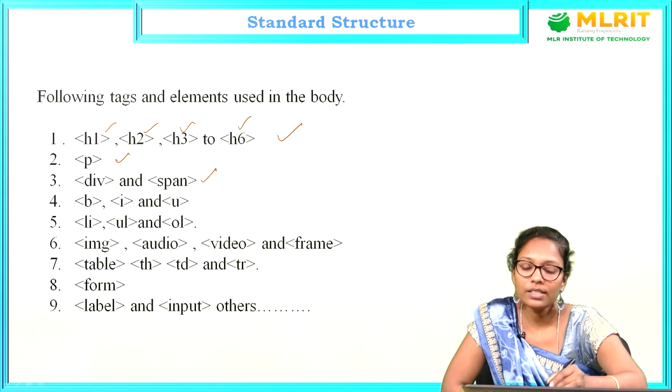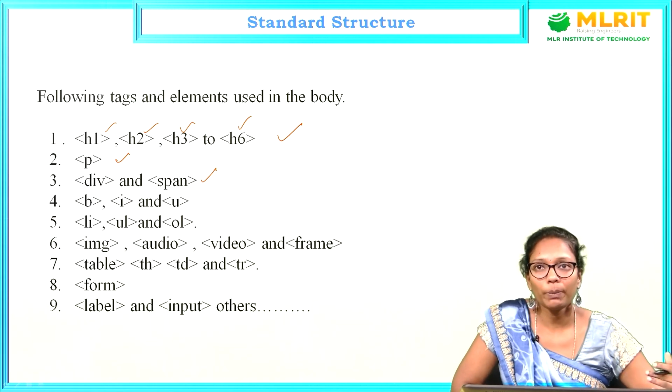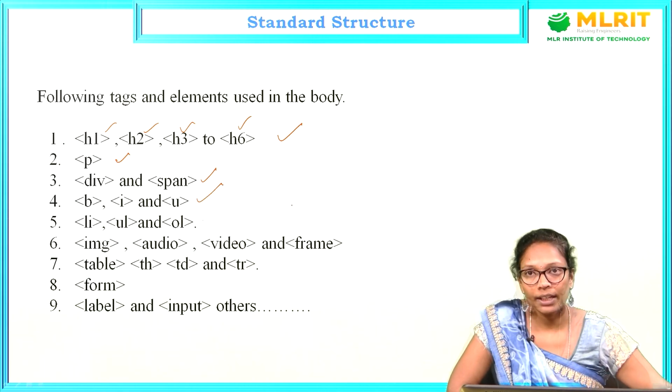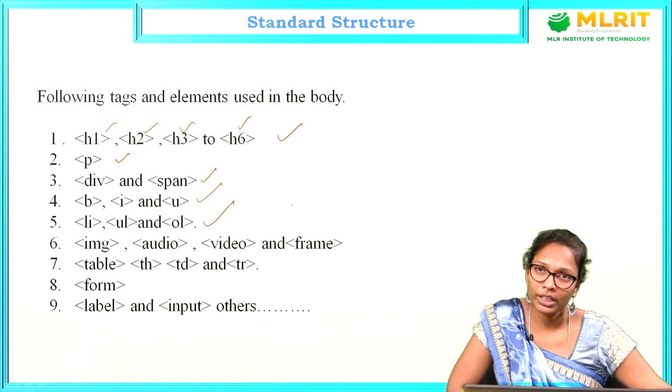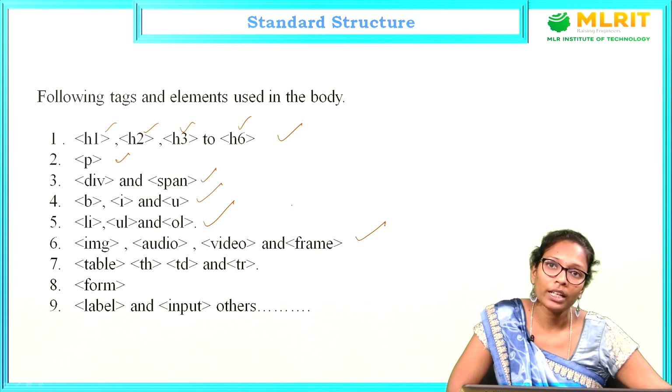Then the next one is division. If you want to divide your content into multiple parts, then you can use div. Then bold, italic and underline. Then list. We have different types of list: unordered list, ordered list. Next, image tag, audio tag, video tag and frames.